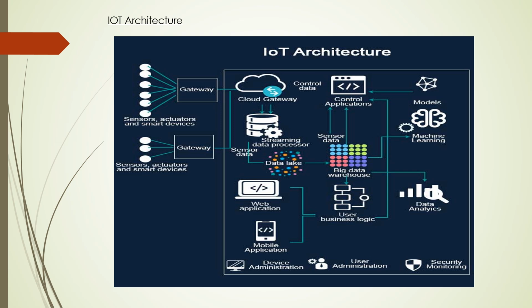Next, sensor data. We have a gateway through sensors, actuators, smart devices, etc. This is the IoT architecture, where we find machine learning modules and also the big data warehouse where the data is stored, and the cloud gateway, from which we can retrieve the data, so there will be a backup plan also. And the streaming data processor acts as a database of particular information.